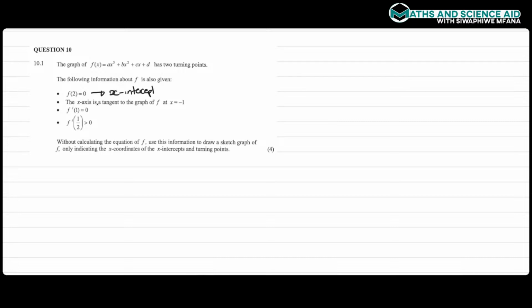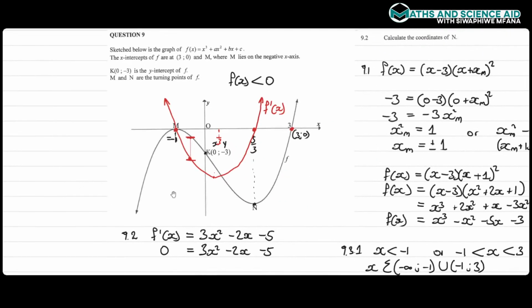And then they say the x-axis is a tangent to the graph of f at x = -1. Very interesting. So the x-axis forms a tangent to the graph of f at x = -1. How can that be the case? I think the x-axis can only be a tangent to the graph if you've got something similar to this. Let's quickly go back here. So you see here on this polynomial, indeed the x-axis did form a tangent. This is an example of what they are talking about.